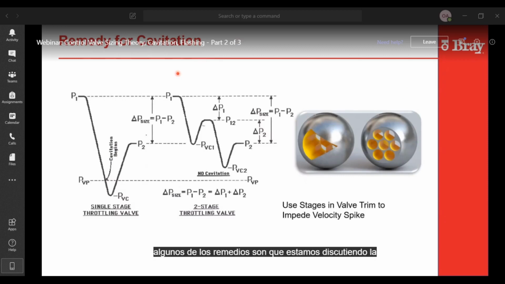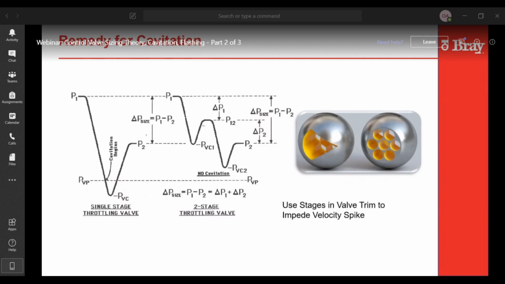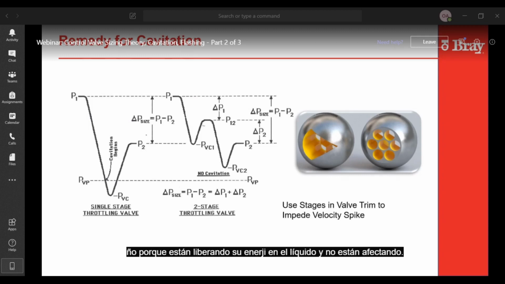So some of the remedies we were discussing for cavitation is an anti-cavitation trim or trims that direct. So as was explained earlier, if your cavitation bubbles implode in the middle of the fluid flow, then there is no damage because they're releasing their energy in the liquid and they're not affecting any of the metal surfaces. It's only when the bubbles implode against the metal surface that you get damage. So some anti-cavitation trims redirect the cavitation bubbles to the center of the flow, and that's how they control.